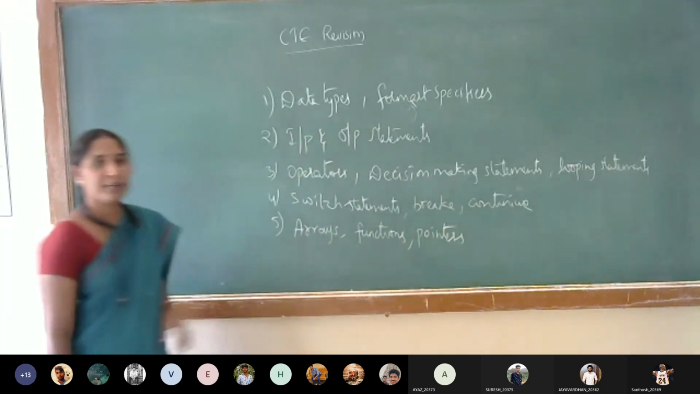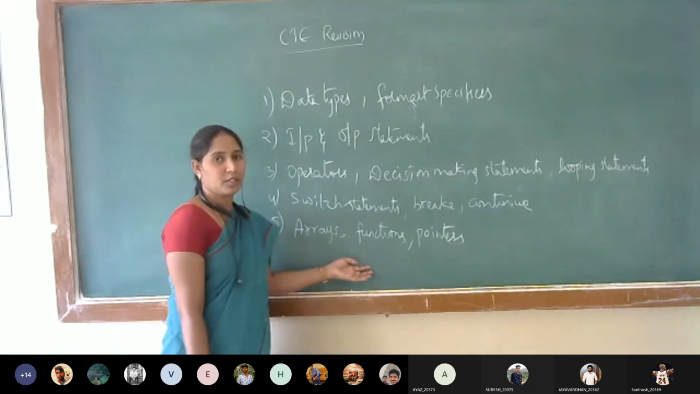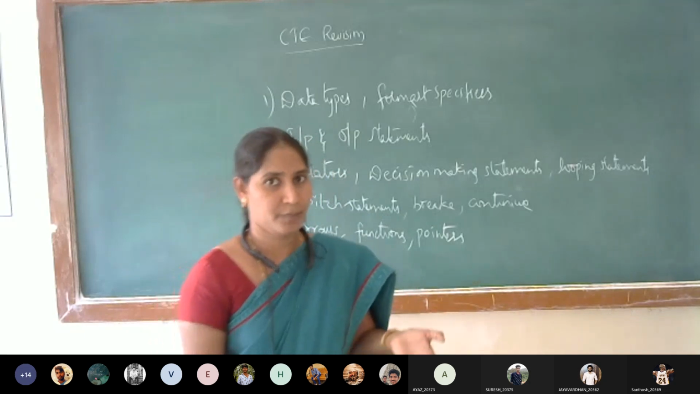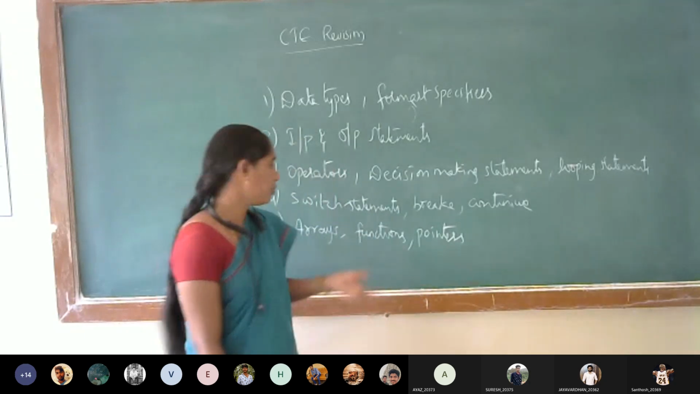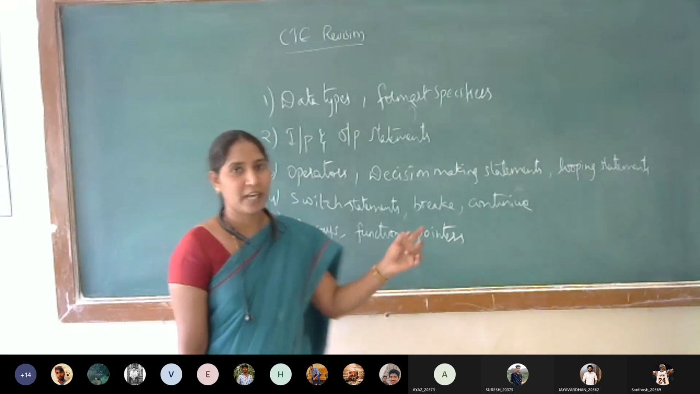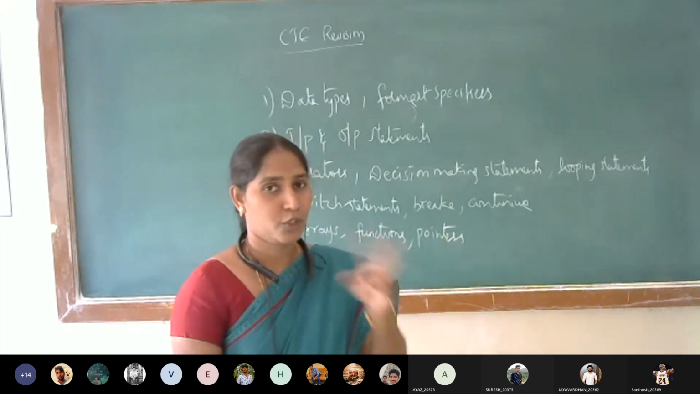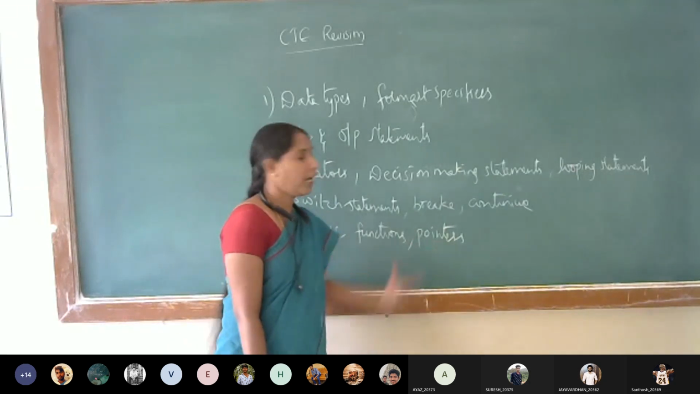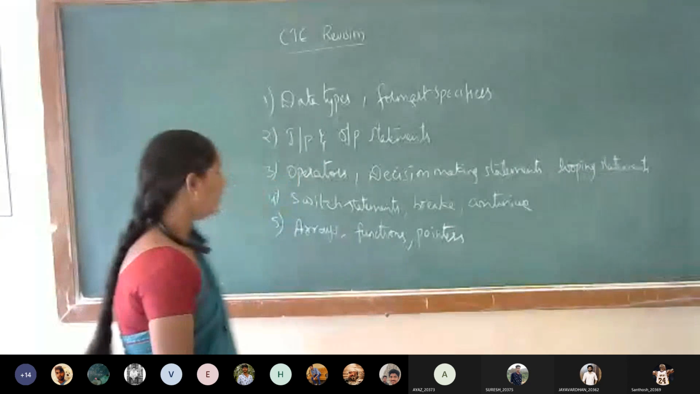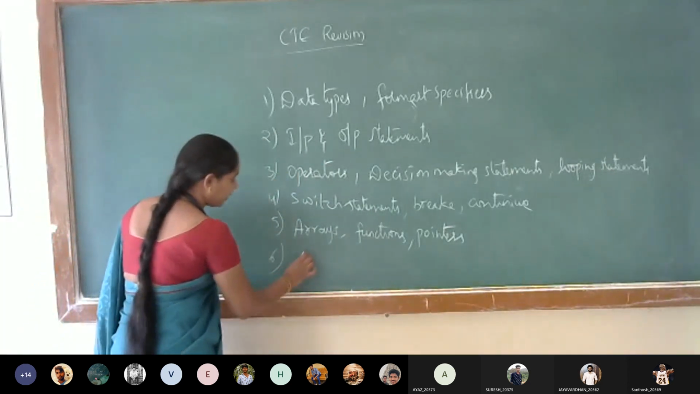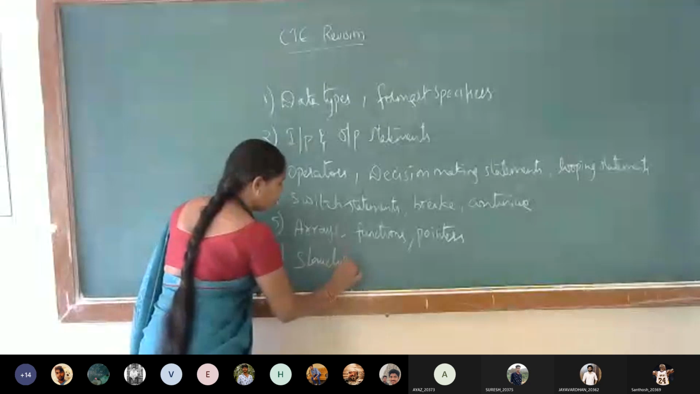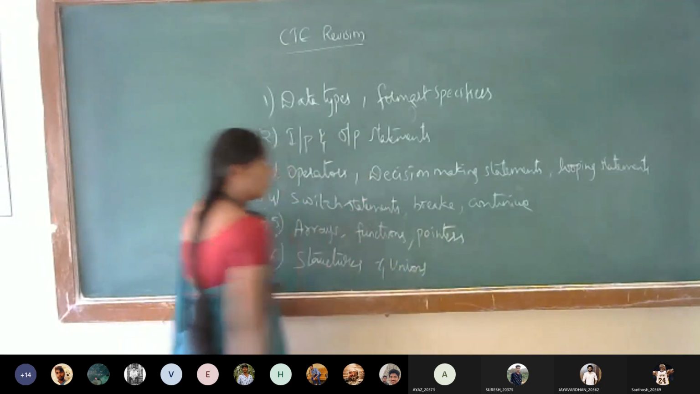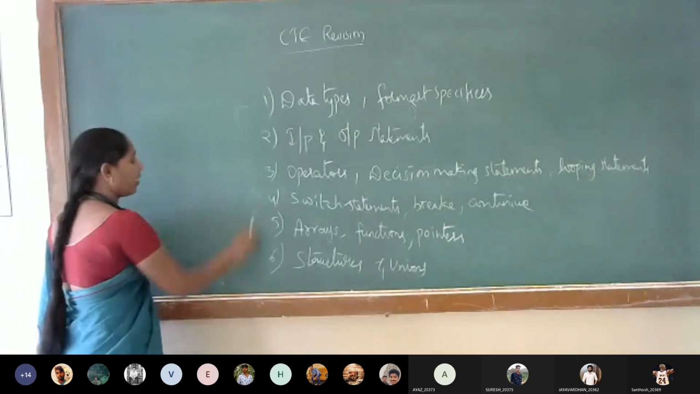In functions, we saw the different categories of functions, and we also learned about the parameter passing mechanism. In that, we learned about pointers, call by value and call by reference, the two different parameter passing mechanisms you have seen in functions. At that point I explained pointers. The last thing you learned is structures and union. So all these topics you have covered.